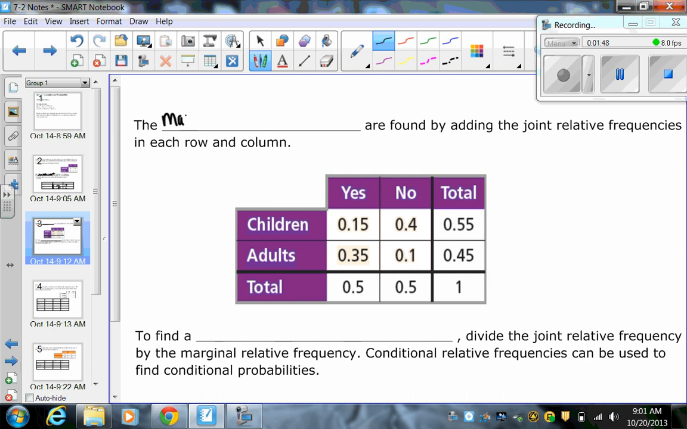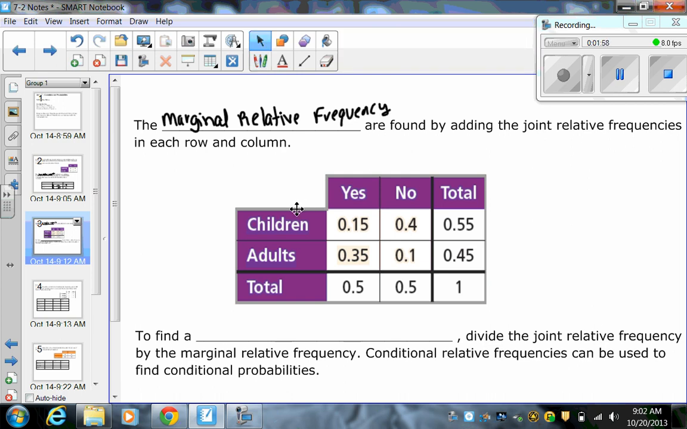The marginal relative frequencies are found by adding the joint relative frequencies in each row and each column. So 0.15 plus 0.4 is 0.55, 0.35 plus 0.1 is 0.45, 0.15 plus 0.35 is 0.5, 0.4 plus 0.1 is 0.5. And if you notice, the column total is 1 and the row total is 1. That should always happen if you did this correctly.